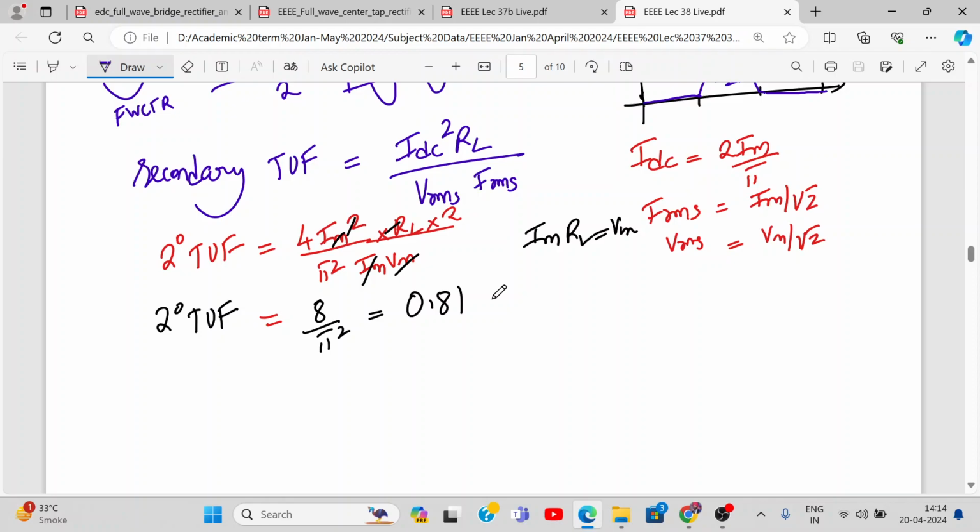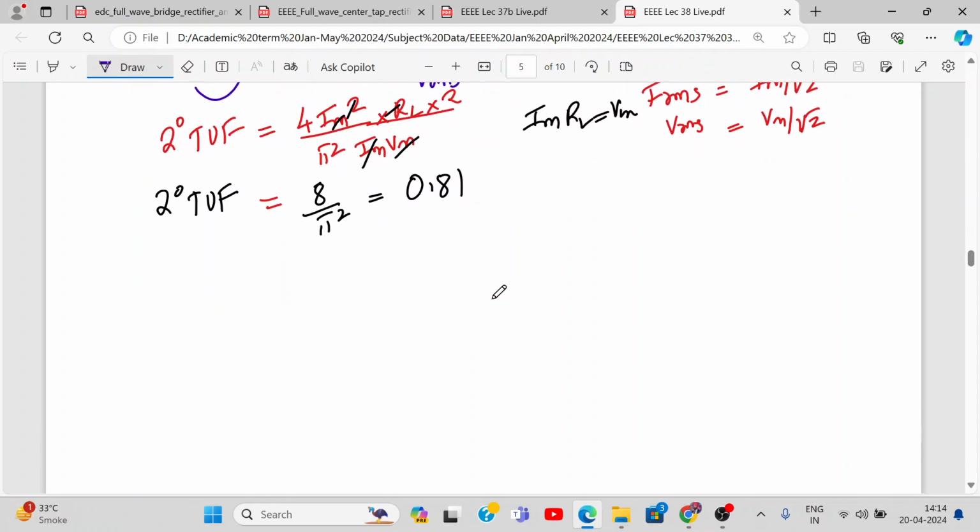Hello. Okay. Now write down, and okay, this problem, yeah, now it's resolved. So in a full wave center tap rectifier, I think I have to open the document again.